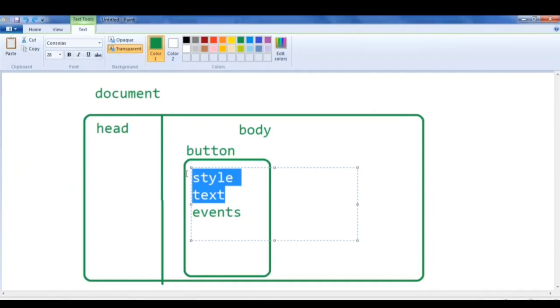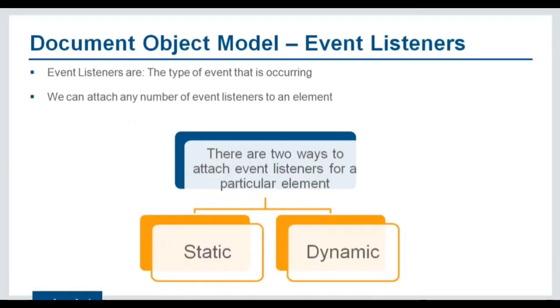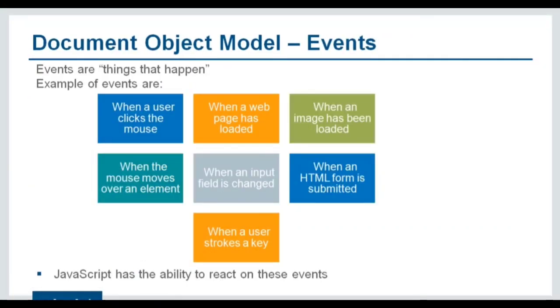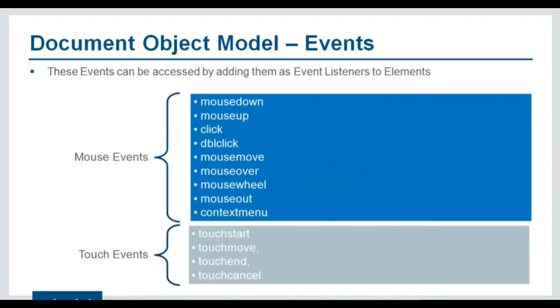Now let's move on to the third part, that is nothing but the events part. Now what are events? Events are nothing but things that happen, like when a user clicks the mouse, when the web page is loaded, when an image has been loaded, when the mouse moves over an element, when the input field has changed, when an HTML form is submitted, when a user presses a key. All these are events that happen behind the scenes.